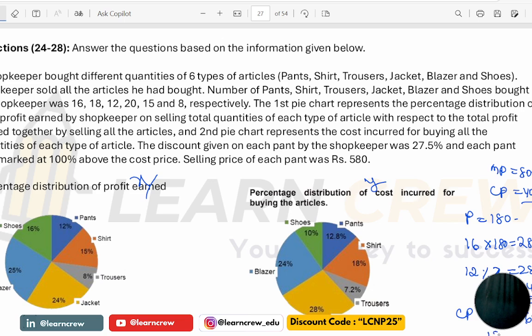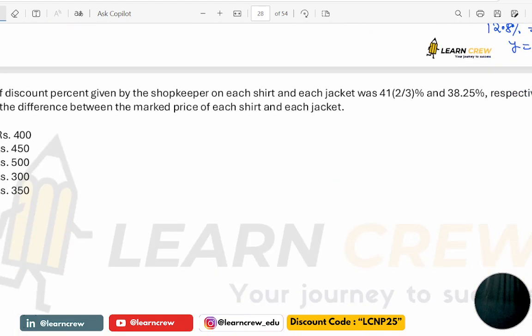This 12.8 percentage is 6,400. Thereby, this 100 percentage will be how much? 50,000. So this value x is 24,000. This value y is 50,000. Now you have to make the things accordingly, and you have to answer. Okay?